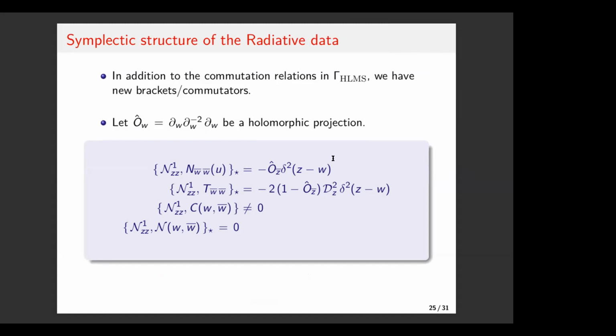The star just denotes that we have solved the constraints, to denote the fact that now there are physical commutators, physical Poisson brackets. And this O is not really very important for us, but it is some sort of a holomorphic projection. Because we are working with holomorphic vector fields, these brackets depend on specific projections in holomorphic or anti-holomorphic direction. But the important point is that the script N1, which is the subleadings of news, does not commute with the finite energy news, which is the first bracket.